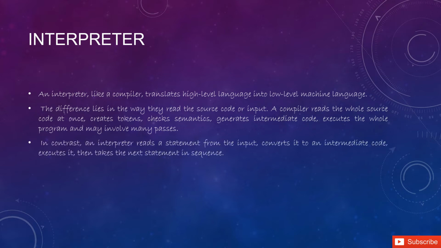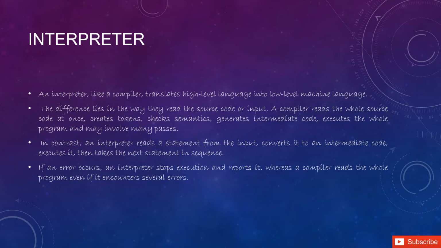In contrast, an interpreter reads a statement from the input, converts it to an intermediate code, executes it, then takes the next statement in the sequence. So this is how an interpreter works. We see that if an error occurs, an interpreter stops execution and reports it, whereas a compiler reads the whole program even if it encounters several errors.